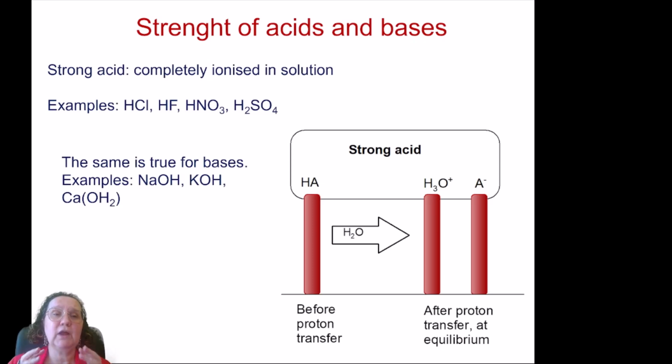So what do we call a strong acid? A strong acid is one that is completely ionized in solution. And I've got here a few examples: hydrochloric acid, hydrofluoric acid, nitric acid, sulfuric acid. What does it mean that it's completely ionized? It means that if you dissolve it in water, so imagine you have hydrochloric acid and you put it in water, you do not have hydrochloric acid any longer. It has completely ionized, it has completely broken down into H3O plus and the anion, the chloride anion.